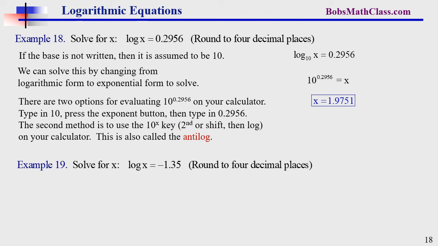Here's another one, just from our practice. Again, same thing. Put that base in. If it's not written, it's a 10. Exponential form, 10 to the negative 1.35. Type it into your calculator. And we're going 4 decimal places, 0.0447.